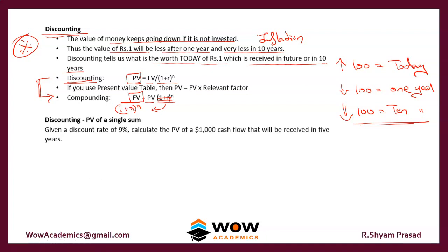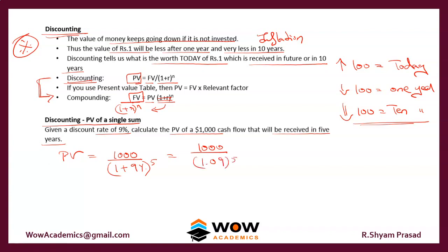So we'll start from a problem. Given a discount rate of 9%, calculate the present value of a $1,000 cash flow that will be received in 5 years' time. So we have to find out the present value, which equals the future value, which is 1000. We'll work as per the formula, divided by 1 plus 9% to the power of n. N is the number of years, so it is 5. So it will be 1000 divided by 1.09 to the power of 5.